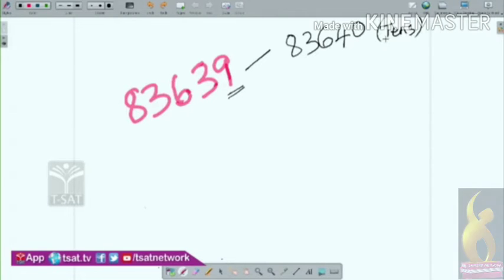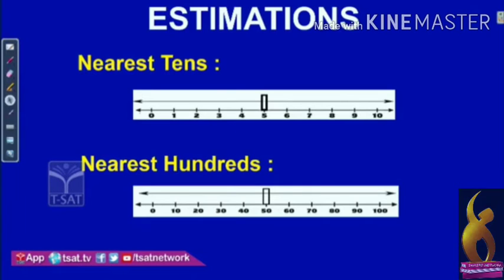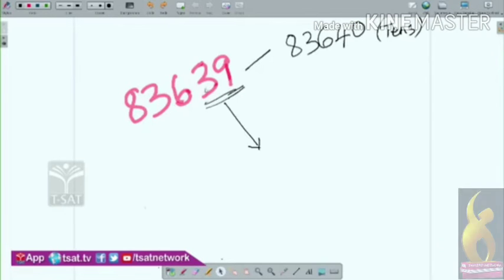Right. Now let us come to nearest hundreds. That means now you have to consider these 2 digits, because already we have 600. Now we have, in addition to 600, the value 39. Already we know that 39 is less than 50, so it will reach the nearest 0. That means you will get 83,600.